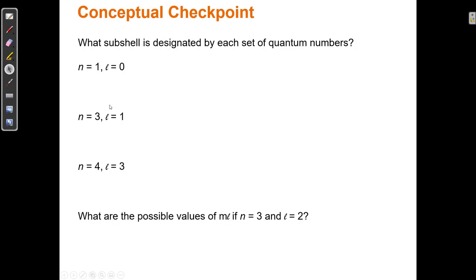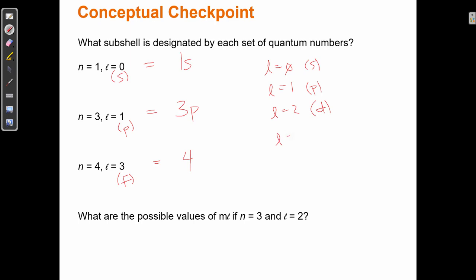What subshell is designated by each set of quantum numbers? n equals 1, l equals 0. So if l equals 0, that tells us that this is an s orbital. So n equals 1, l equals 0, that's 1s. n equals 3, that's 3 something. l equals 1, that's indicating a p orbital. So this is 3p. n equals 4, so that's 4 something, and when l equals 3, 3 is an f orbital. So remember, l equals 0 is s orbital. l equals 1 is a p orbital. l equals 2 is a d orbital. l equals 3 is an f orbital. So this one is 4f.